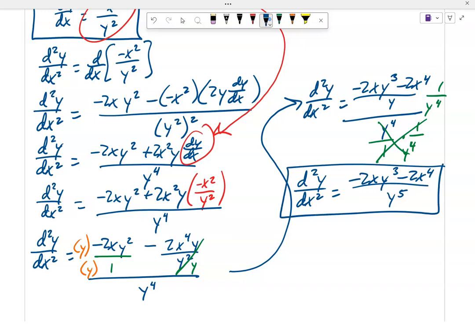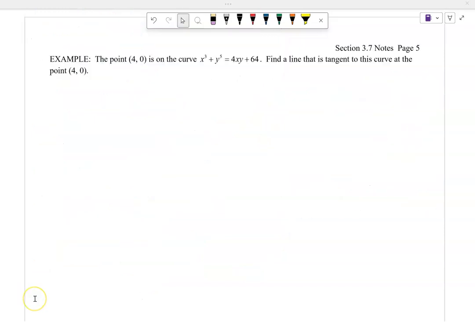And there's our second derivative. This last one here is probably my favorite. I love the visuals on these, so we'll give you the visual at the end. But let's go ahead. It says a point (4, 0) is on this curve. Find a line that's tangent to the curve at (4, 0), right?